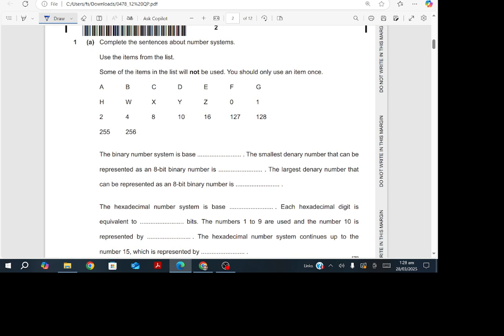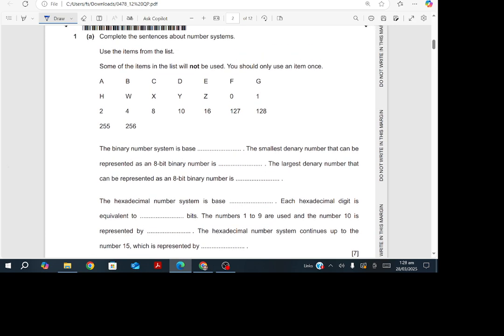Complete the sentences about the number system. Use the items from the list. Some of the items in the list will not be used. You should use only one item once.